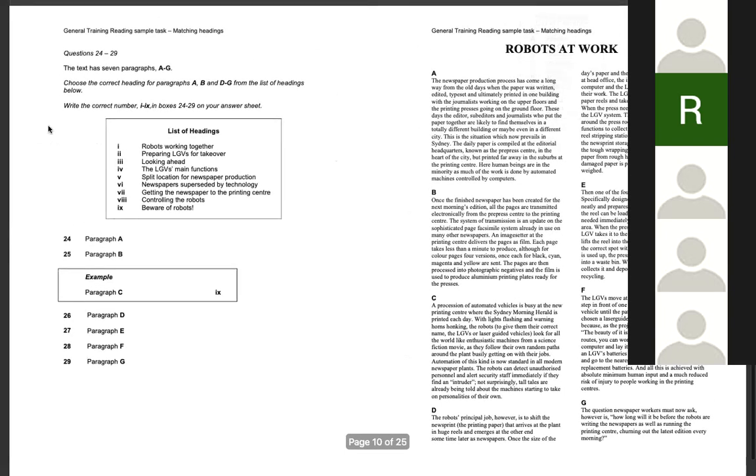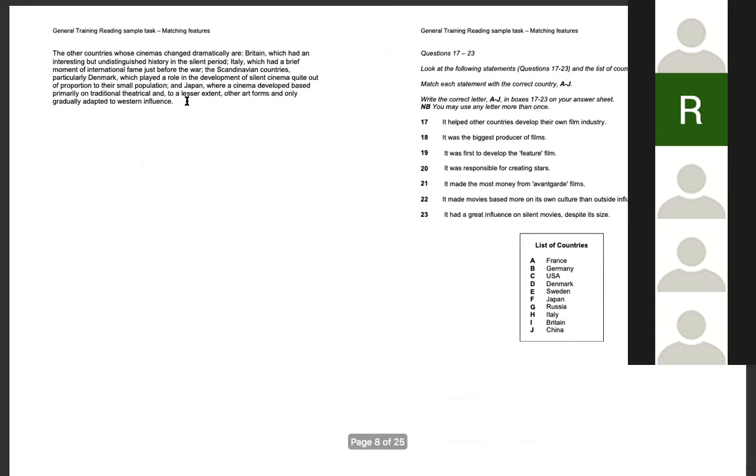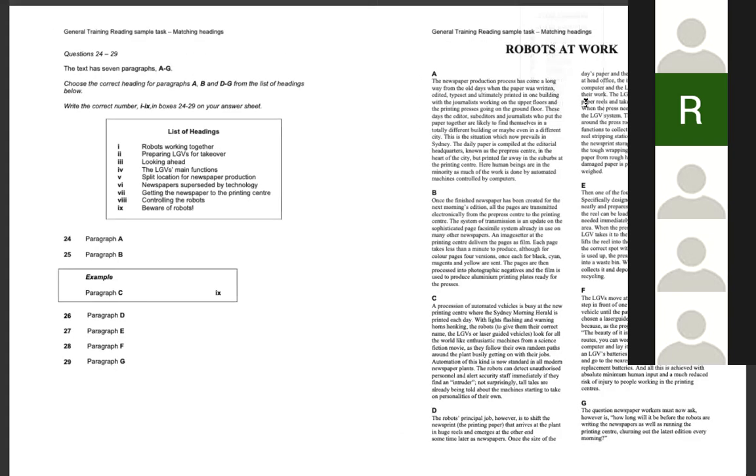This is called a rubric. The rubric gives you instructions like this: match each statement with A to J. The rubric is where they tell you how many words you have to write, or to match these statements with the correct country, A to J. So your answer has to be from A to J, in the form of alphabets. So you have to pay attention to the rubric.